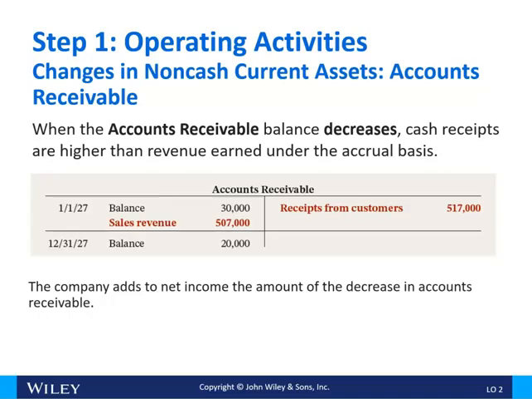We collected $517,000 from customers. So it's more than what we had in sales revenue. So we collected some of that beginning balance. Our ending balance is $10,000 less. So that means we received more cash through this account. So we're going to add that to net income because our accounts receivable decreased.